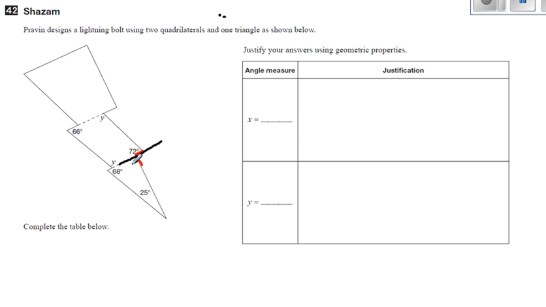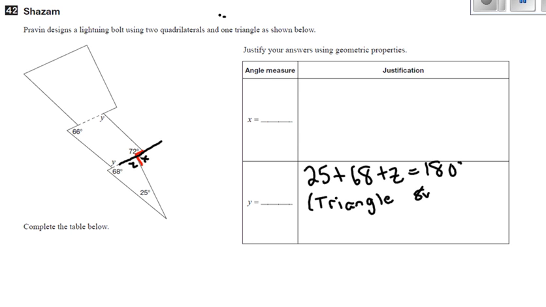Now what you'll notice is X is on a straight line. And if I could figure out this angle, let's call it Z, then I could say that Z plus X equals 180. Z is part of a triangle, and it's the third angle. So I know that 25 plus 68 plus Z equals 180. How do I know that? Triangle sum rule. And therefore, what does Z equal? So do the math, and what do you get? So I get 87 degrees for Z.